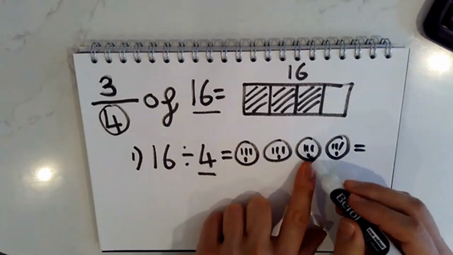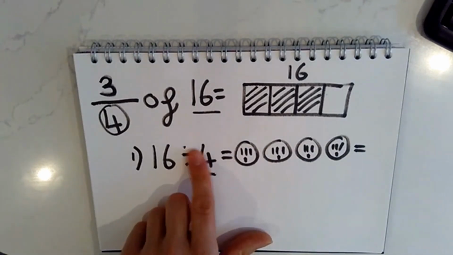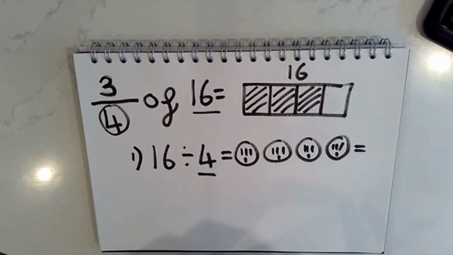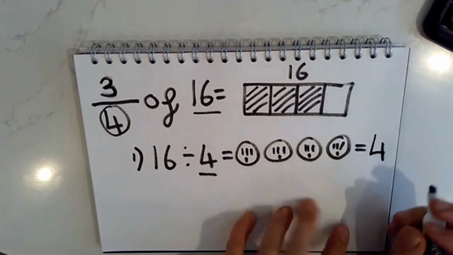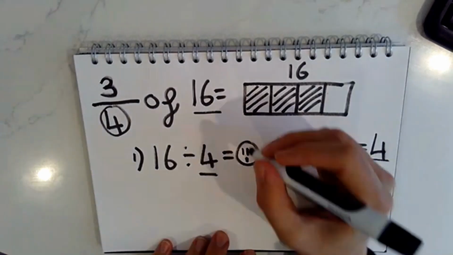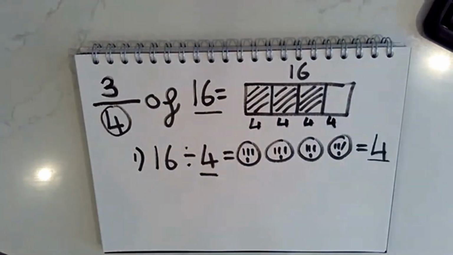1, 2, 3, 4, 1, 2, 3, 4, 1, 2, 3, 4. And I'm doing that because each group should have the same amount and should be equal, because when we split something into fractions, it's always equal groups of. So 4 equal groups here of 4, because there's 4 in each group. I now know each quarter, year 2, is worth 4.